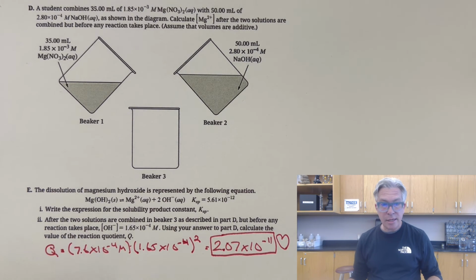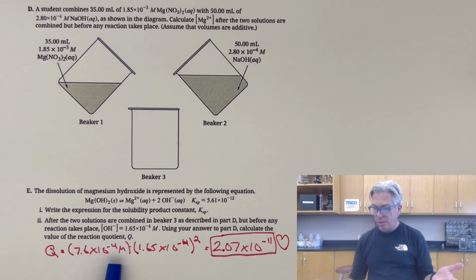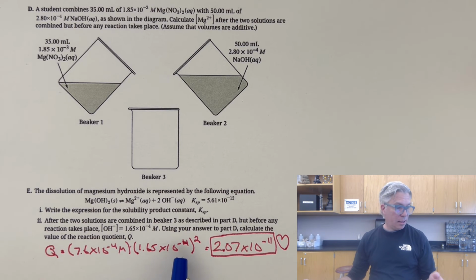And when I plug in my current values, that's what a reaction quotient is. We're plugging in what we know. We just calculated 7.6 times 10 to the minus 4th. And we're told that the OH concentration is 1.65 times 10 to the minus 4th, and we have to square that in the equilibrium constant expression. Okay, and I got 2.07 times 10 to the minus 11.